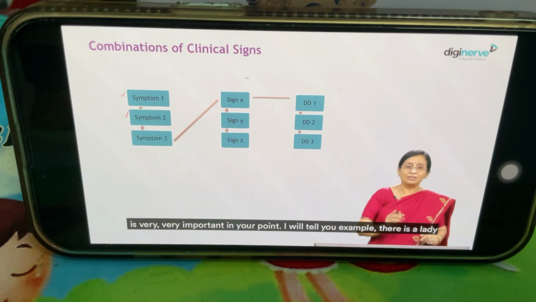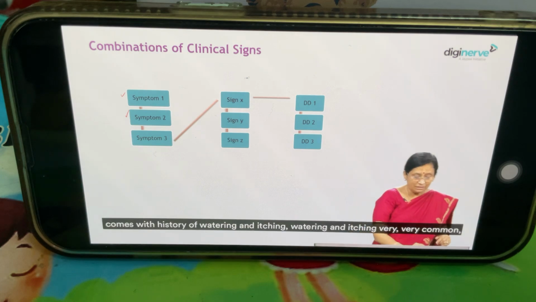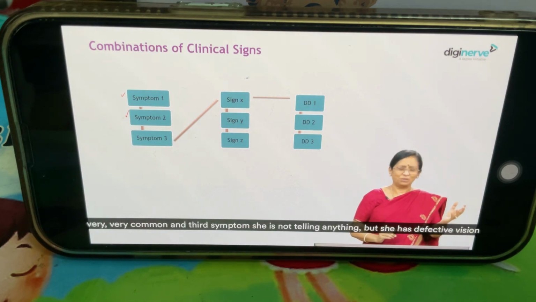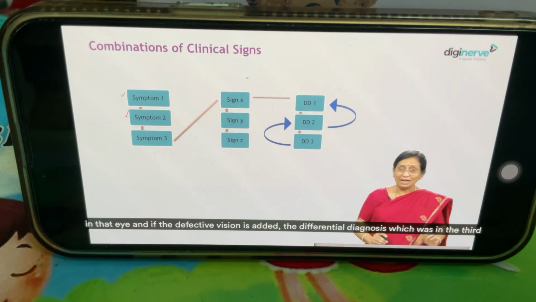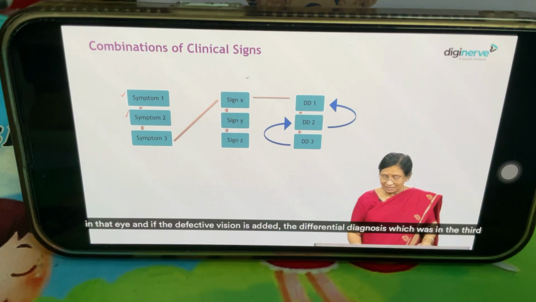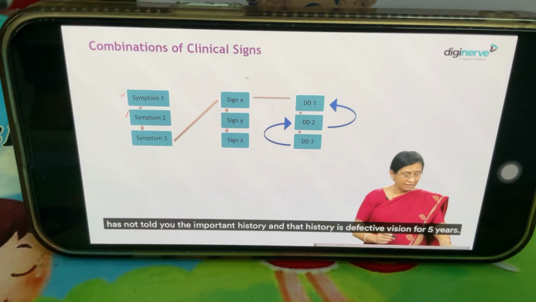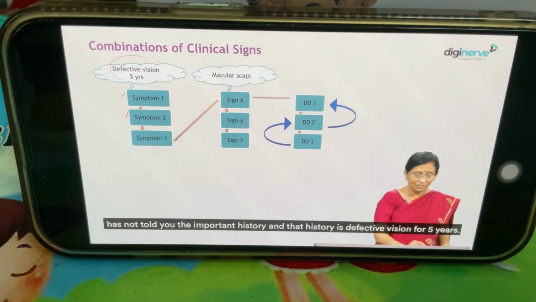I'll tell you an example. There is a lady who comes with a history of watering and itching. Watering and itching, very common. And the third symptom she is not telling you, but she has defective vision in that eye. If the defective vision is added, the differential diagnosis which was in third place with these 2 symptoms will come to second place or first place. But this patient has not told you the important history, and that history is defective vision for 5 years.